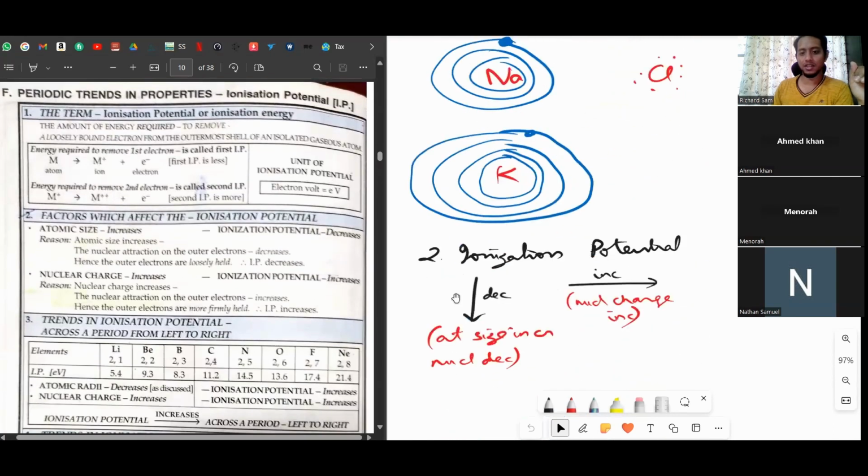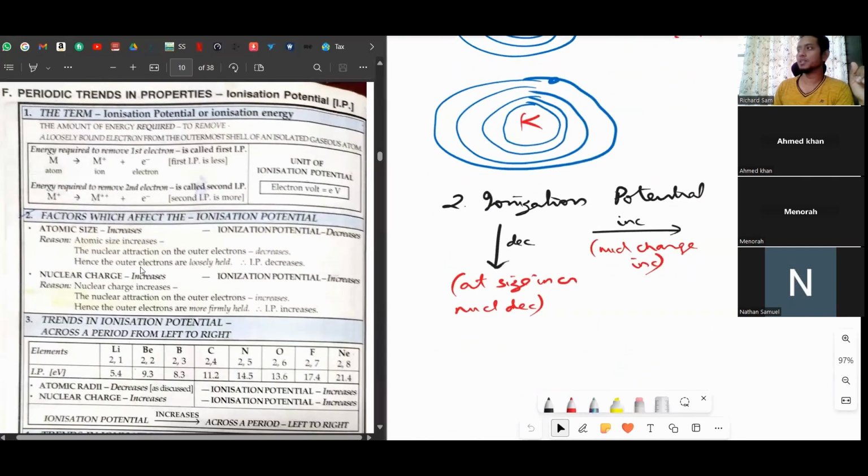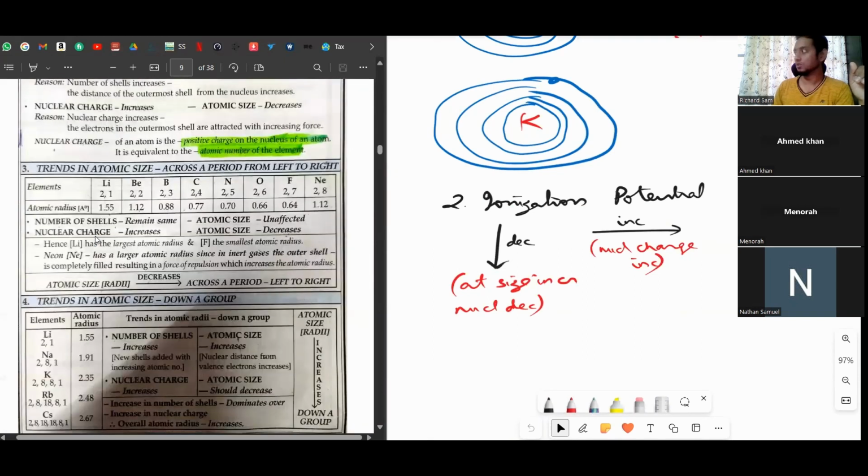Okay, the second trend, that is ionization potential. Does anyone remember this? You all should know this, not just remember. What is it? Tell me. Amount of energy required to remove an electron. So to remove an electron, you need some energy because these electrons are held together. The nucleus is pulling the electrons together. So if you need to remove an electron, then you need some energy, right? That energy required to remove that electron is called ionization potential.